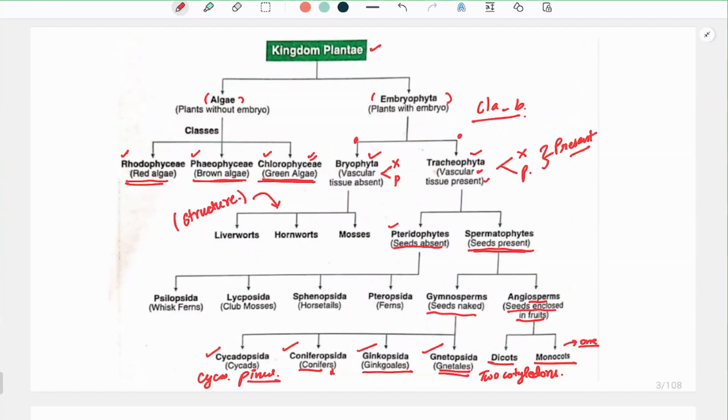And tracheophyta, which bears vascular tissues, is further divided into Pteropsida and Spermatopsida. Spermatopsida itself means seed, sperma. Okay? Pteropsida is further divided into Psilopsida, Lycopsida, Sphenopsida, Pteropsida, and Spermatophytes. They are further classified as gymnosperms and angiosperms. Gymnosperms are naked seeded, also Cycadopsida, Coniferopsida, Ginkgopsida, and Gnetales, and angiosperms are dicot and monocot.